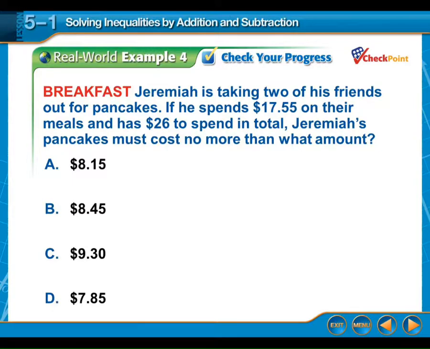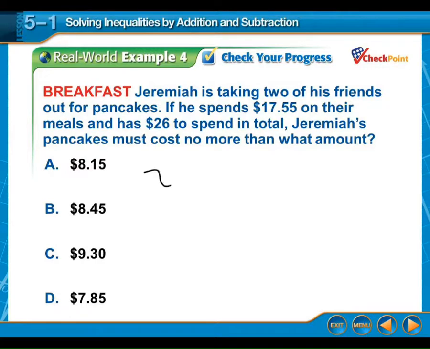All right, let's look at one more. Jeremiah is taking 2 of his friends out for pancakes. If he spends $17.55 on their meals, now remember he has to eat too, and he has $26 to spend in total, Jeremiah's pancakes must cost no more than what amount? If it's no more than, you need to know that that's a maximum.